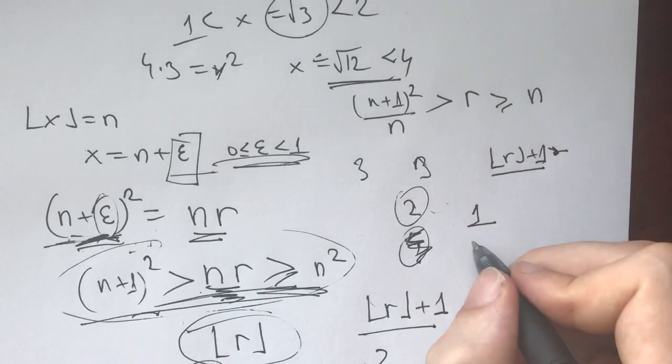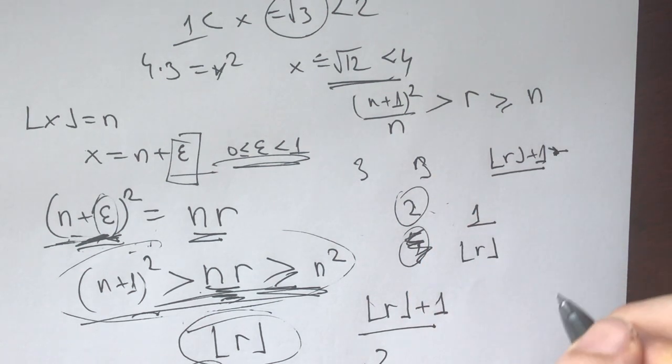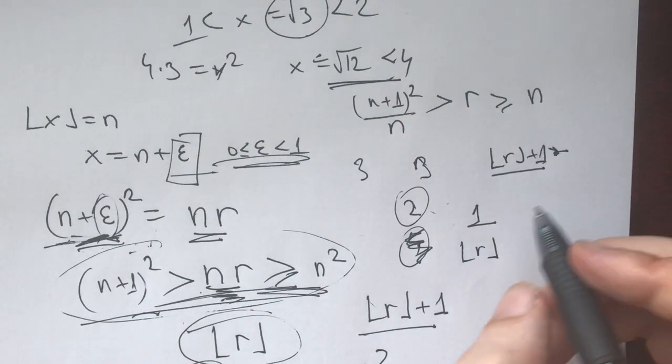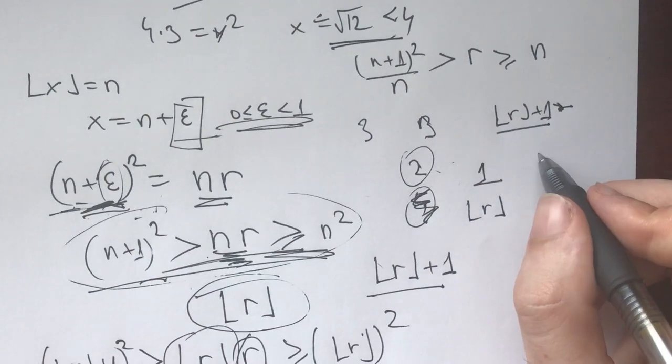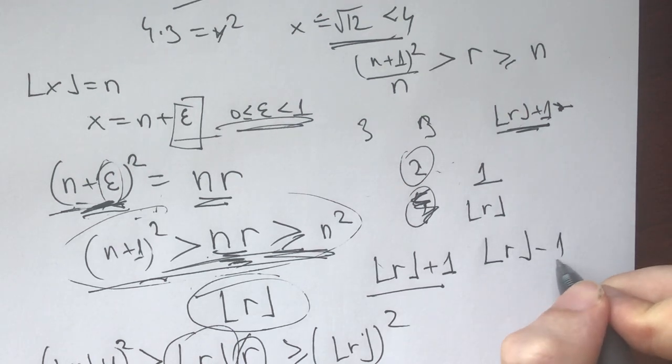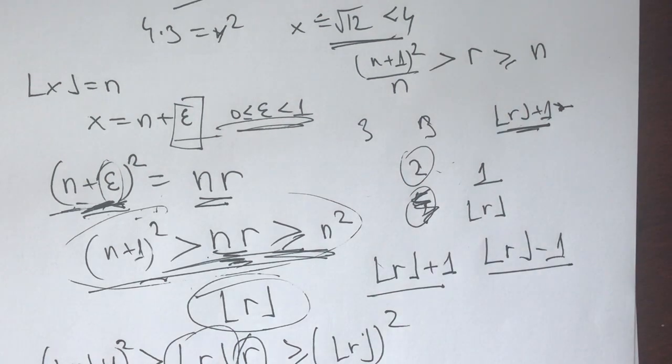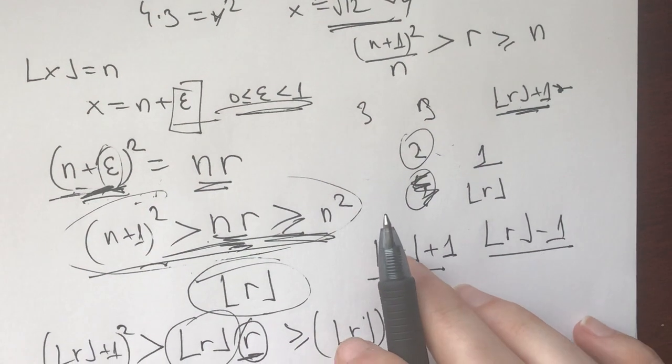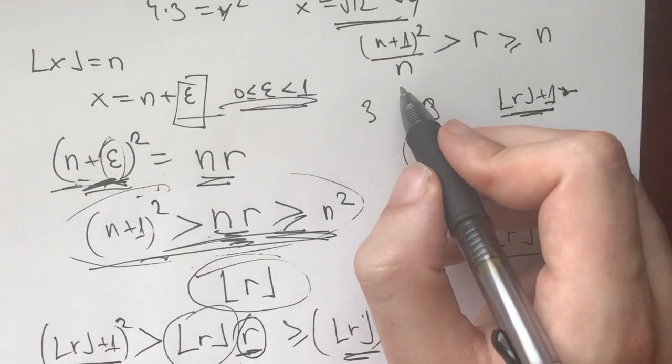So this means that the floor of r is a solution, and the floor of r plus 1 is not a solution, so you'd expect that the other one, the floor of r minus 1, should somehow be a solution. Maybe, is it? Well, let's push it and see what happens. So what we need is for this to be satisfied.